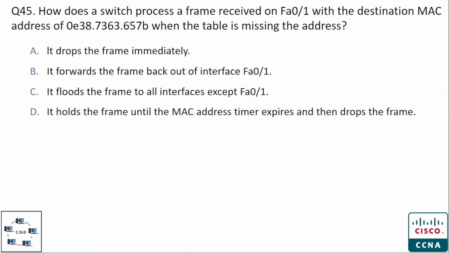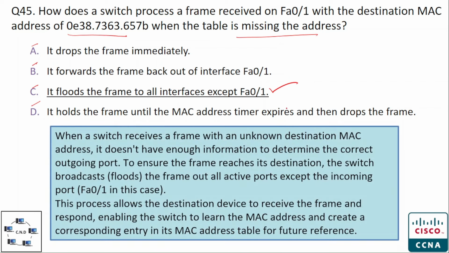Question number 45. How does a switch process a frame received on port FA01 with the destination MAC address when the table is missing the address? The options are: option A, it drops the frame immediately. Option B, it forwards the frame back out of the interface FA01. Option C, it floods the frame to all interfaces except FA01. And option D, it holds the frame until the MAC address timer expires and then drops the frame. The correct option is option C, it floods the frame to all interfaces except FA01.